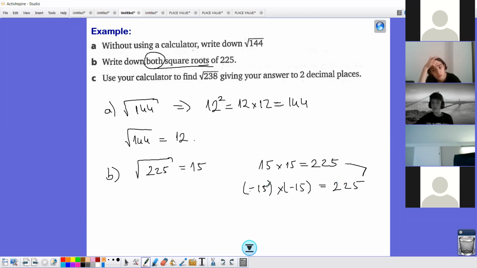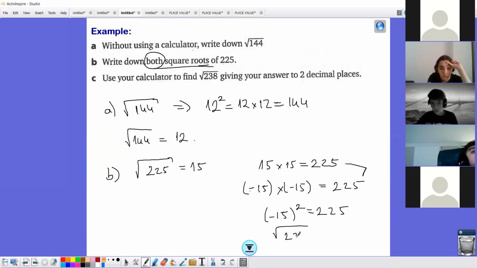Look, again, we are multiplying the same number here. Minus 15 times minus 15 will be 225. Why? Because minus times minus will be plus, and 15 times 15 is 225. So minus 15 square is also 225. So I can say that the root of 225 is also minus 15. Because of that, it says write down both square roots, both of them: minus 15 and plus 15. Did you understand? Yes.